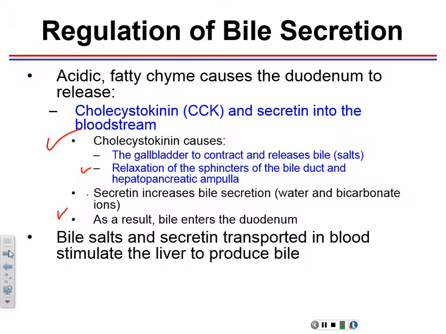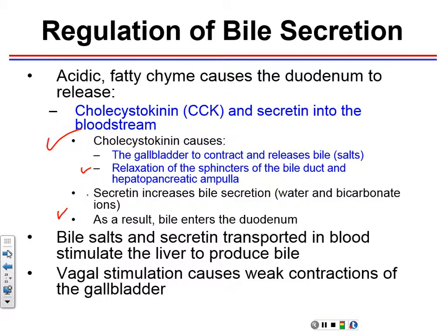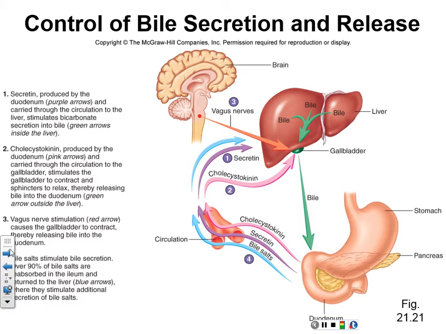You know what I'm saying? Kind of like a positive feedback, until all the fat is digested, then it all stops. Bile salts will also stimulate the gallbladder to contract. And then of course the vagus nerve, cranial nerve number 10, will also cause weak contractions of the gallbladder. So that's how it's regulated, by cholecystokinin and secretin, and also by the parasympathetic system.